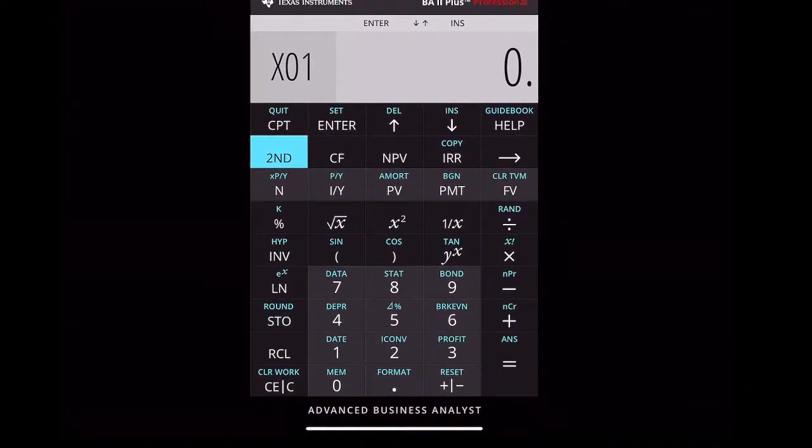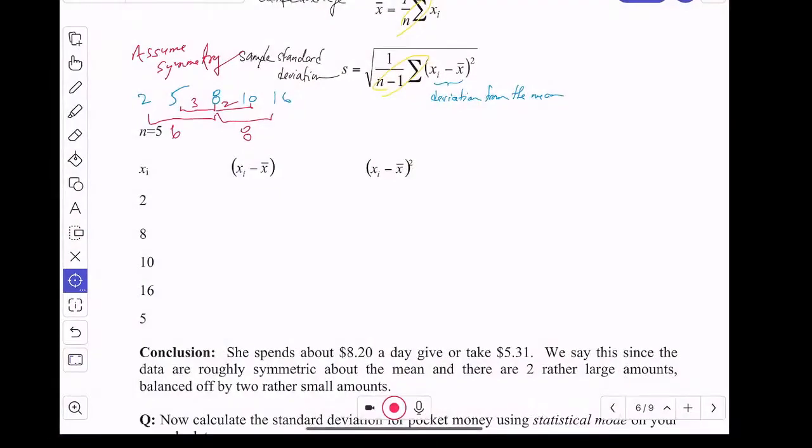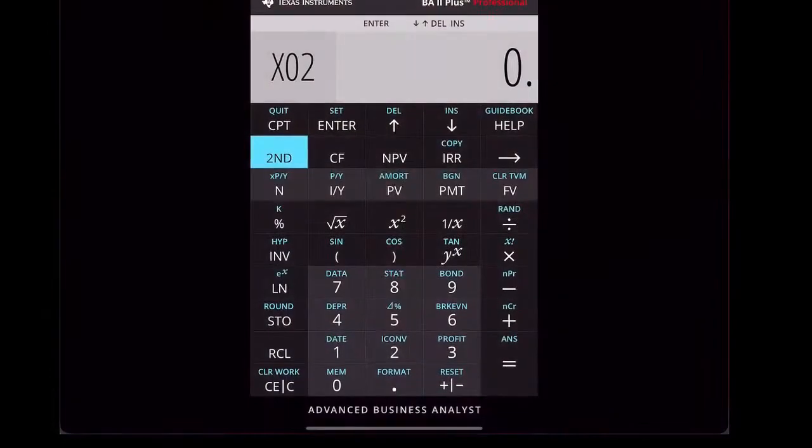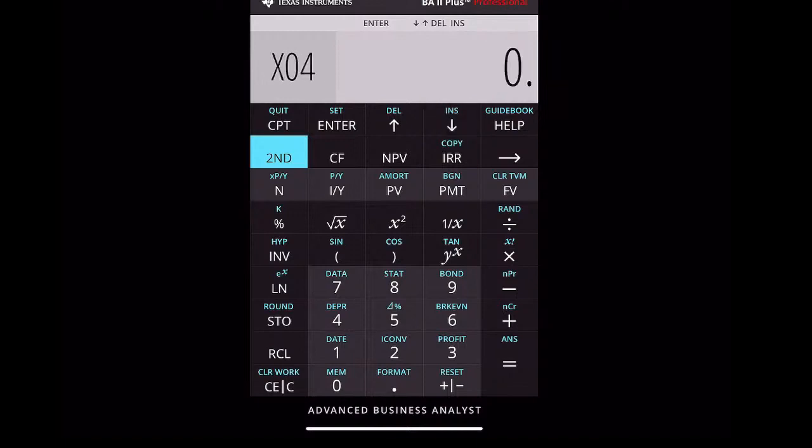So 2. Okay, it's asking me for the other variable because this is a 2 variable calculator. And I don't have a variable right now. We're going to do that later. But right now we just have one variable, so I don't put anything there. I leave it as 1 and continue to scroll down. So that was the first value, 2, then 8, 10, 16, and 5.